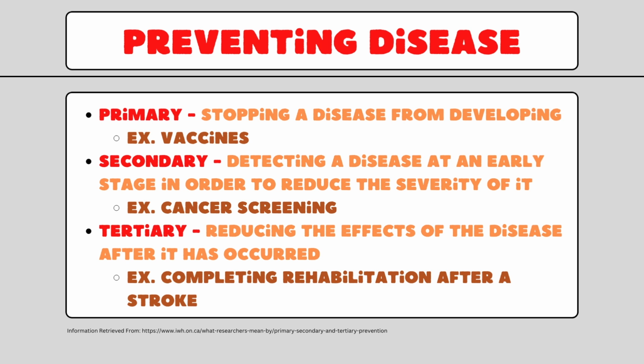Secondary prevention methods detect the disease at extremely early stages, and this is designed specifically to reduce the severity of it. So for example, cancer screenings. As we know, if certain cancers are caught early, then they will be reduced in severity in most cases. Finally, the last method of preventing disease is known as tertiary, which reduces the effects of it after it has happened. So as an example, completing rehabilitation after a stroke occurs would be an example of a tertiary prevention method.